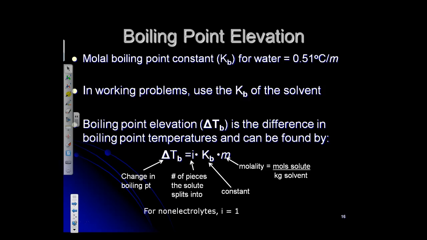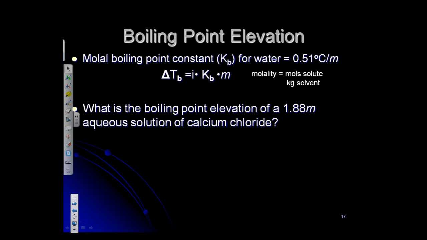Here is the equation. The equation looks exactly the same, except instead of little subscript f's, we have little subscript b's, because we're talking about boiling instead of freezing. All the units are still defined the same way. Delta Tb is your change in boiling point, or boiling point elevation. So with that, we can go ahead and work a problem with this one. This time I'm asking, what is the boiling point elevation of a 1.88 molal aqueous solution of calcium chloride?